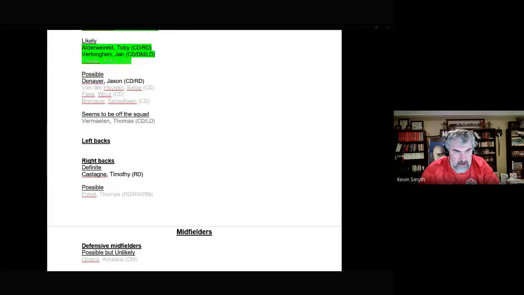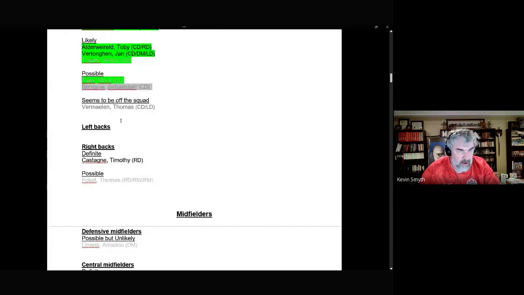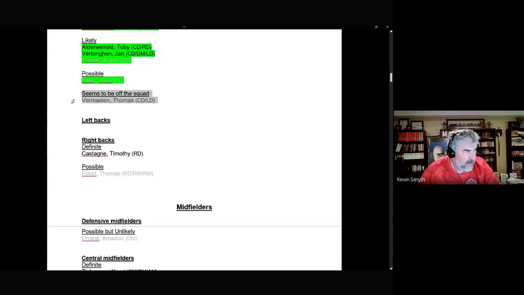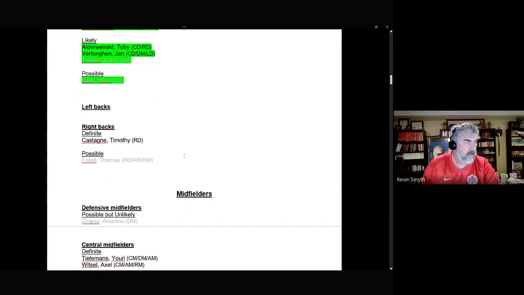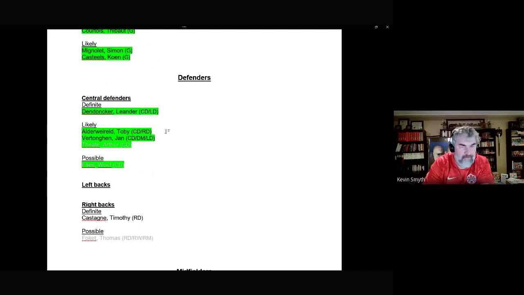And among the possible candidates, Wout Faes made the squad, but Jason Denayer, Sieb van der Heyden, and Sebastian Bornauw all made the preliminary squad, but not the final squad. And Thomas Vermaelen is kind of off the squad now, so we didn't expect him to be there, and indeed he isn't. So that leaves us with 5 candidates: Den Donker, Alderweireld, Vertonghen, Theate, and Faes.